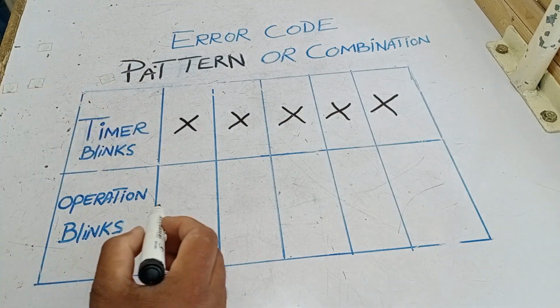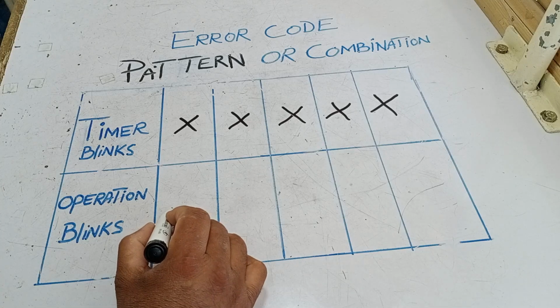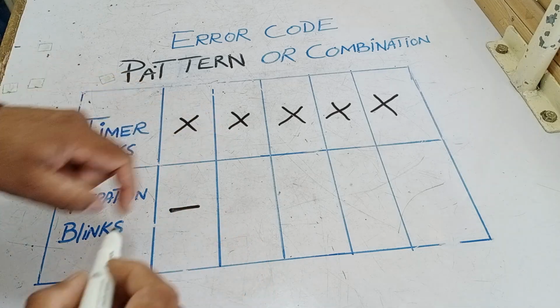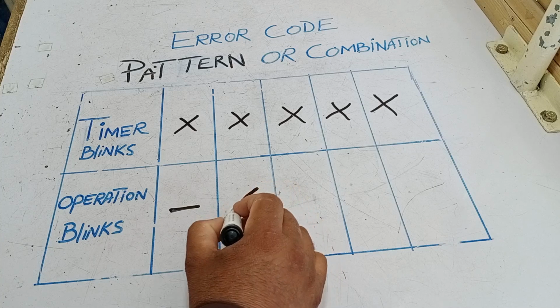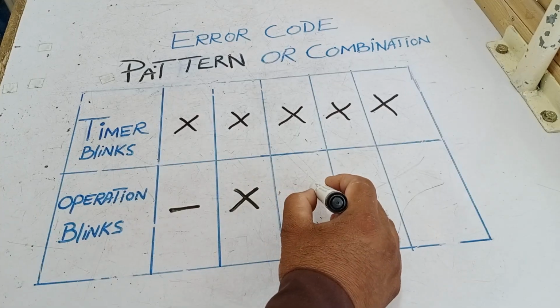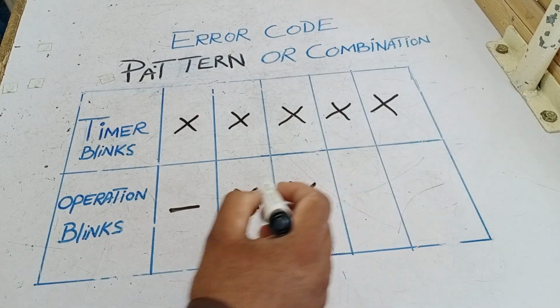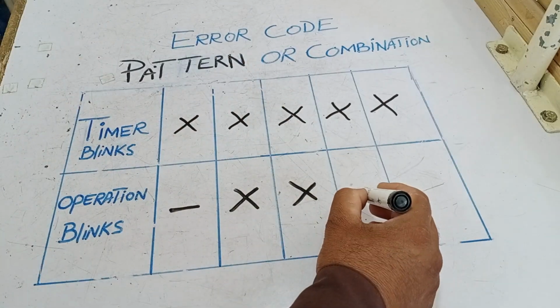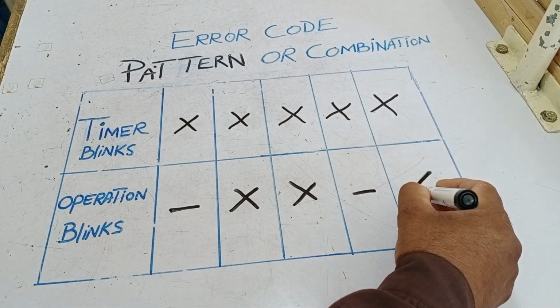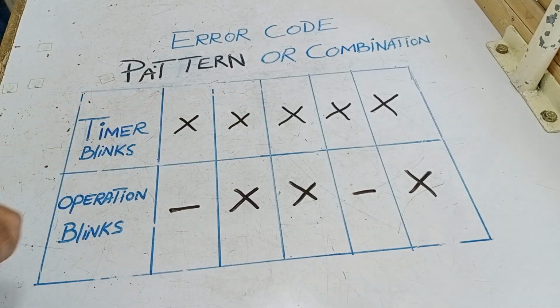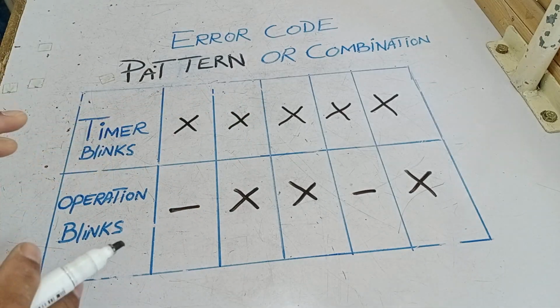Here's how it works. When the timer light blinks, the operation light does not blink. On the second blink of the timer light, the operation light will also blink. On the third blink of the timer light, the operation light blinks again. On the fourth blink, there is no blinking, and at the end, the operation light will blink. This sequence forms the pattern that corresponds to a specific error code.